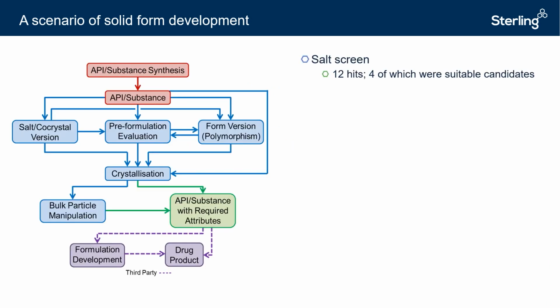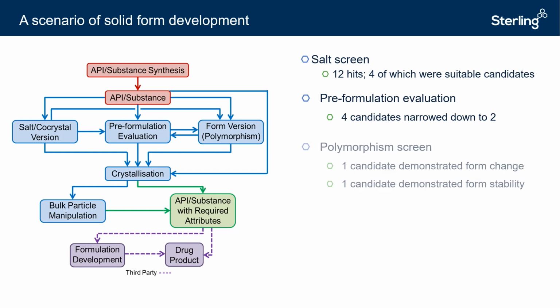For this scenario, we assessed 15 counter-ions during a salt screen that afforded 12 hits, only 4 of which were initially considered suitable to progress. Pre-formulation evaluation was employed to narrow the salt version selection down to 2. The subsequent polymorphism screen revealed one salt candidate to demonstrate little evidence of version change, and the other salt candidate to demonstrate version change, affording a range of polymorphs, hydrates, anhydrates, solvates, and salt disproportionation.